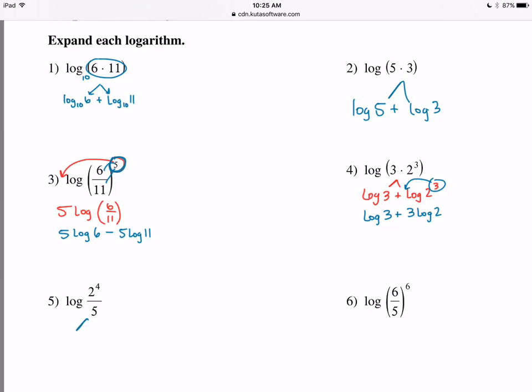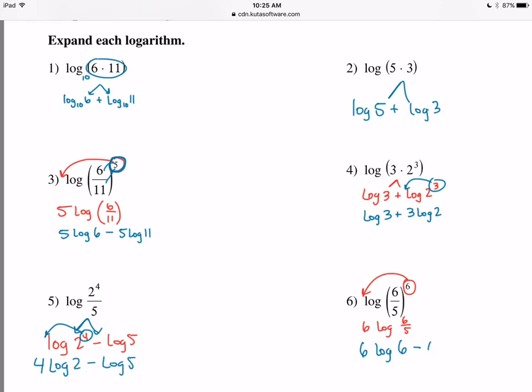Essentially the same thing here on number 5, but when I divide, I subtract the two logarithms I'm going to make. So it's going to be log 2 to the 4th minus log 5. And then I have the additional step of moving that 4th power. So it's 4 log 2 minus log 5. And then here at number 6, the exponent affects both of them, so I'm going to move that into the front. So I have 6 log 6 over 5. And with division, we subtract the two, but the 6 will go in front of both logarithms. So 6 log 6 minus 6 log 5.